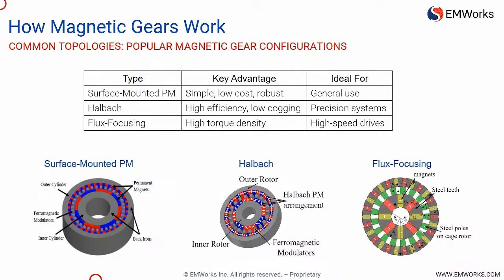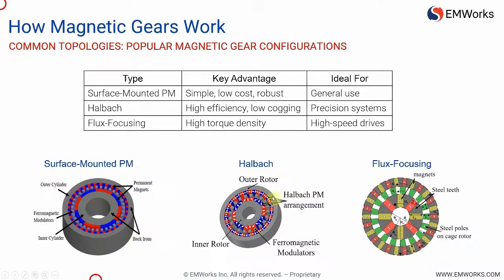After the proposal of the magnetic gear, researchers tried to come up with new structures and novel configurations to improve the overall performance. The simplest and most basic structure is the surface-mounted PM, in which the permanent magnets are simply mounted on the surface of the yoke, with glue or mechanical approaches. This structure is simple, has low manufacturing cost, and is robust. So it is usually ideal for general use.